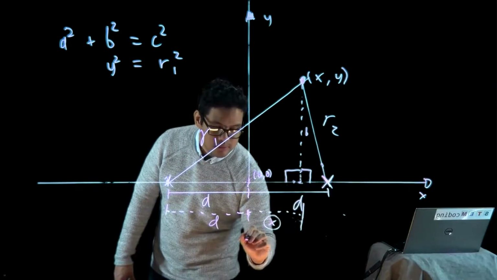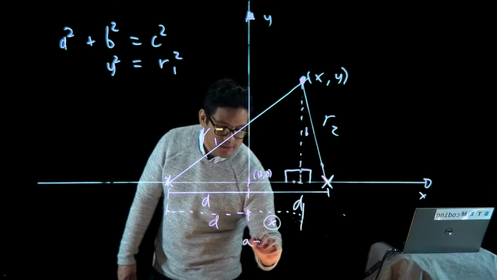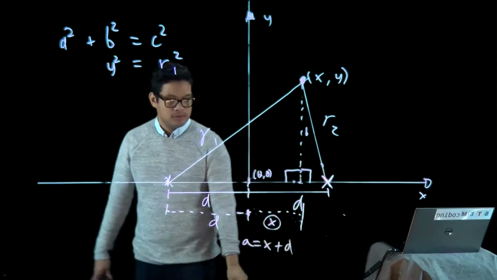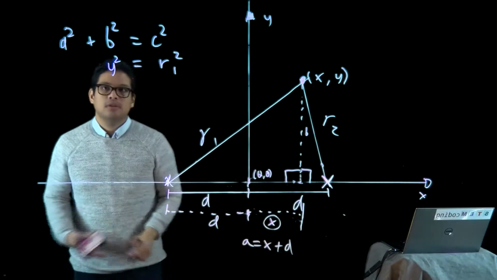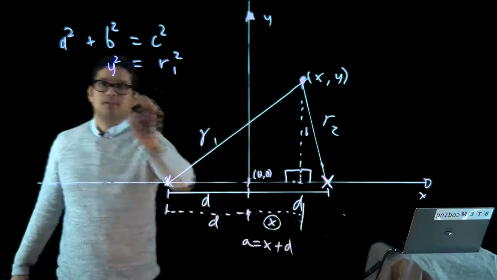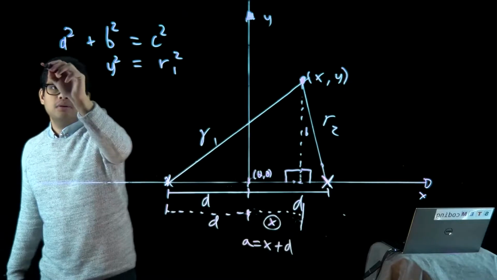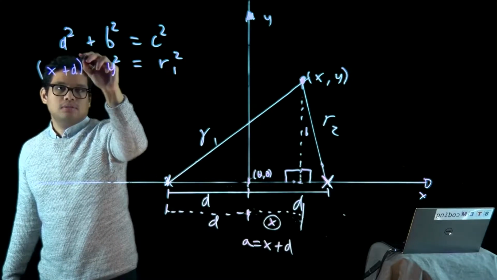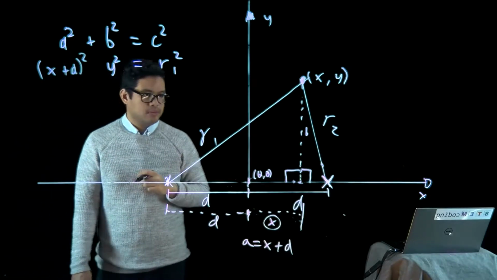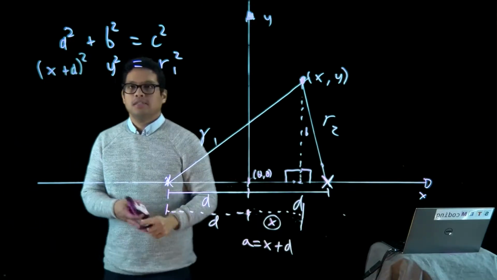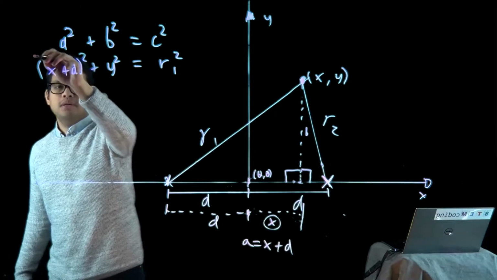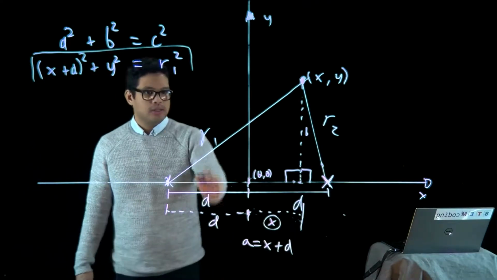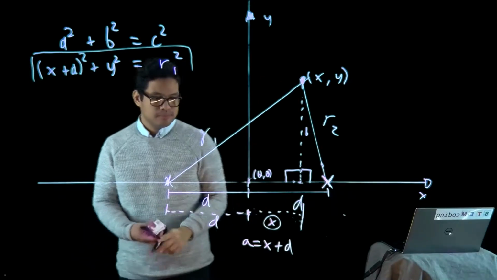Sorry. Okay, so we can clearly see that A is equal to x plus d. It's the addition of those two lengths. So we can go ahead and put this into the equation up here. And what we see is that we have (x plus d) squared. So that gives us a nice expression for R1, this distance here.